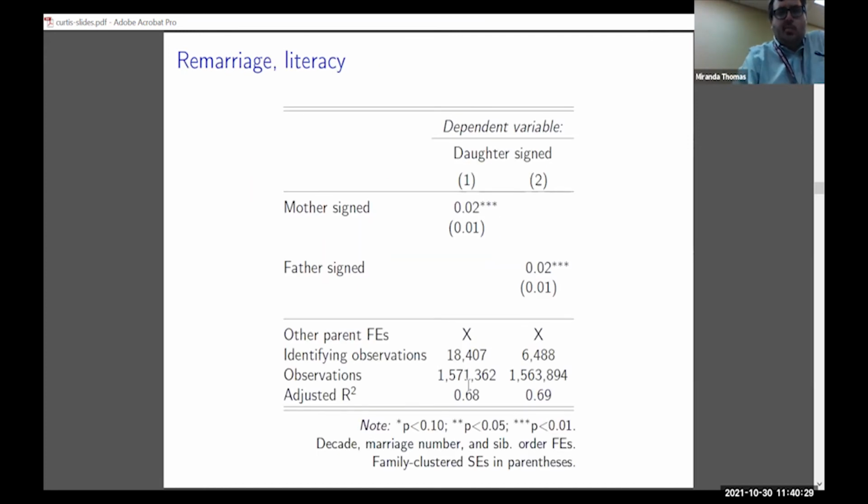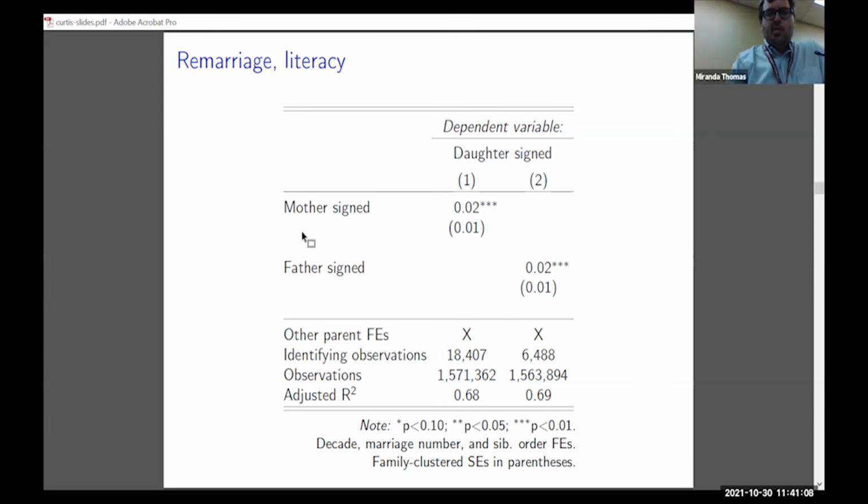So what does this look like? Comparing two daughters of the same father, one has a mother who can sign her name, one has a mother who cannot sign her name. If your mother can sign her name, you are 2 percentage points more likely to sign your name. This is very, very small, but it is significant. And we'd actually expect this to be very, very small because we know that there is a high degree of assortment. So even if one of the wives can sign her name, the second one can't, they're otherwise very similar, is my interpretation.